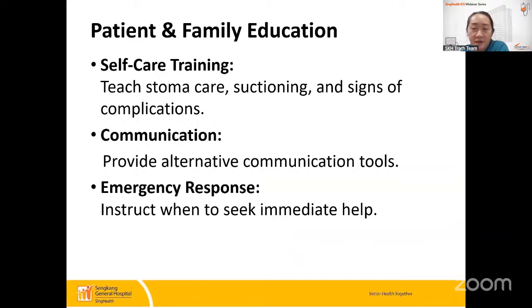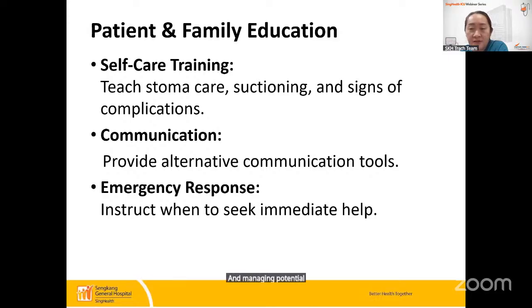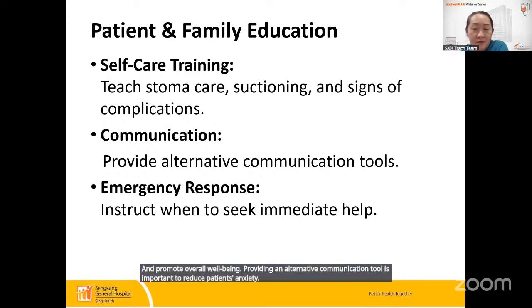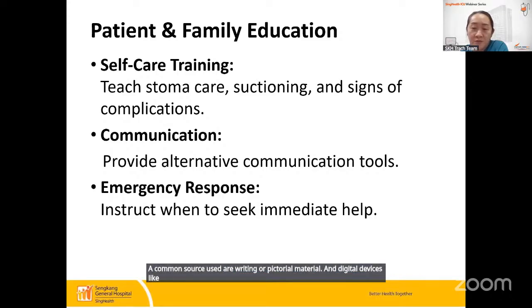Family and patient education for tracheostomy care involves teaching both the patient and their caregivers about tracheostomy care and managing potential complications. This education is crucial for preventing complications and promoting overall well-being. Providing an alternative communication tool is important to reduce patients' anxiety. Common tools used are writing or pictorial material and digital devices like iPads, phones, or computers.